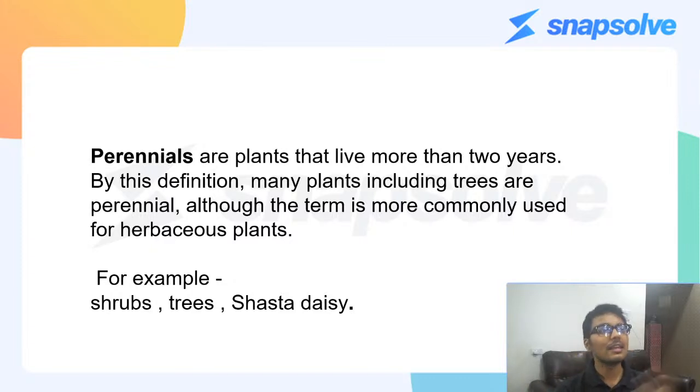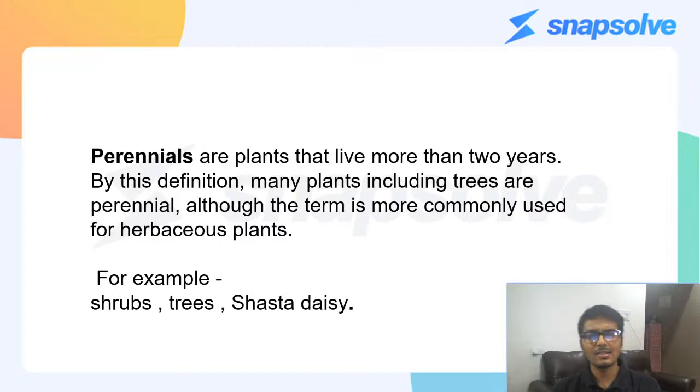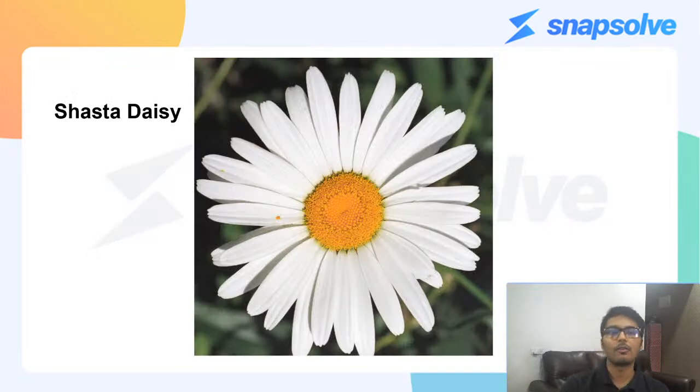ठीक है, तो इस डेफिनेशन के हिसाब से जाएं तो ट्रीज पेरिनियल होते हैं. वो ऐसा नहीं कि 1-2 साल में गायब हो जाएंगे, नहीं, वो हमेशा रहते हैं, हजारों साल तक रहते हैं. And commonly used herbaceous plants are also perennials. Shrubs, trees, Shasta daisy. That Shasta daisy is the particular example which I am telling you. That is an example of perennial plant. This is the beautiful flower of Shasta daisy.